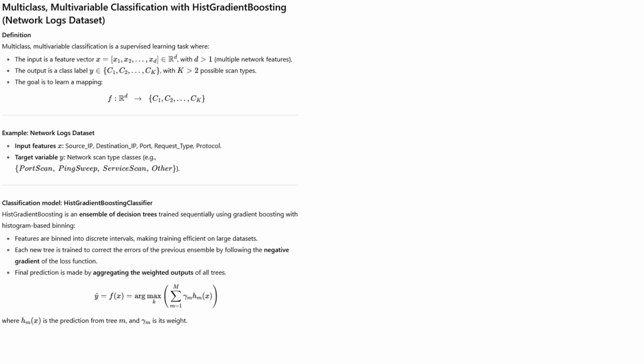Now, let's talk about the Histogram Gradient Boosting Classifier. It is an ensemble method that builds decision trees sequentially, where each new tree is trained to correct the errors of the previous one. The histogram approach means continuous features are efficiently binned, making the algorithm highly scalable to large datasets. Predictions are made by combining the weighted contributions of all trees in the sequence, and the final class is the one with the highest aggregated score.